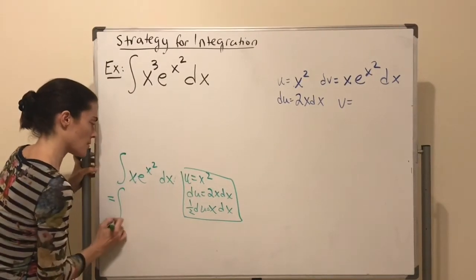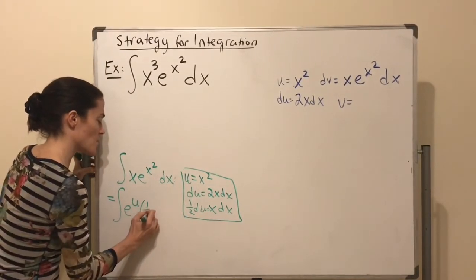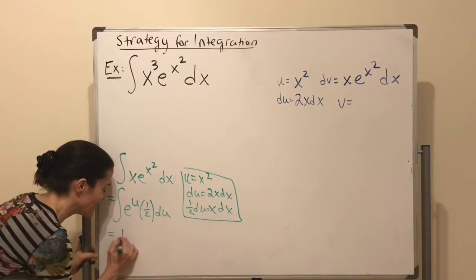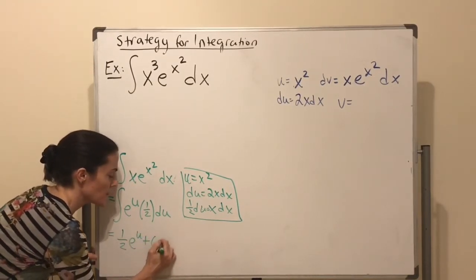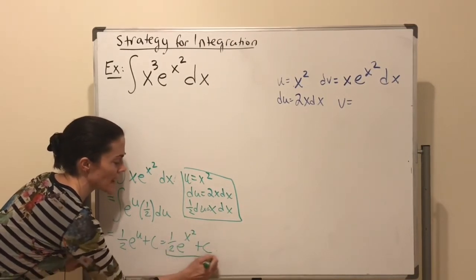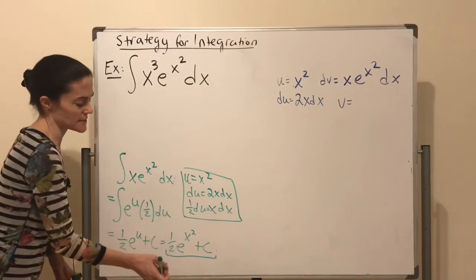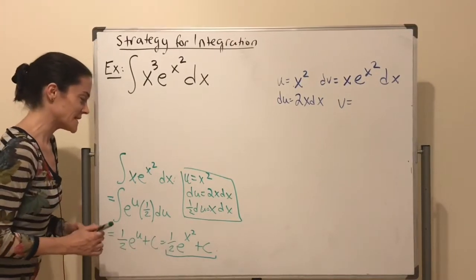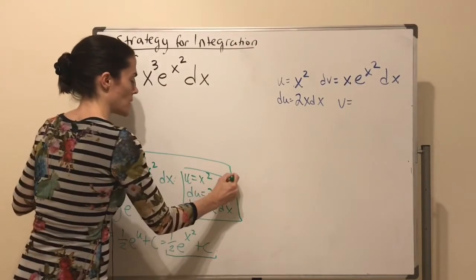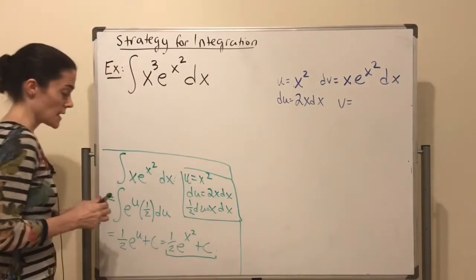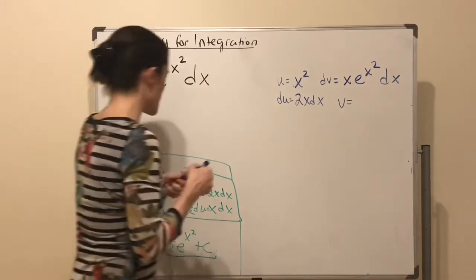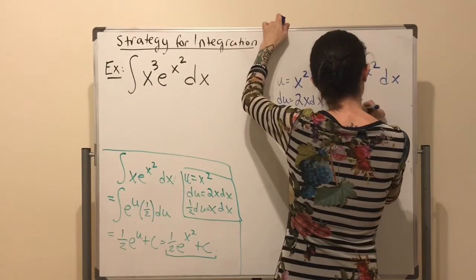This becomes an integral e to the u times 1/2 du. We get 1/2 e to the u plus c, which is 1/2 e to the x squared plus c. And in fact, you can check this. Just differentiate this. It's a chain rule, right? And we get exactly x e to the x squared. So I'm going to keep this on the board. We will put it in one big box. Now, if I return to this problem, this gives me that v is 1/2 e to the x squared.